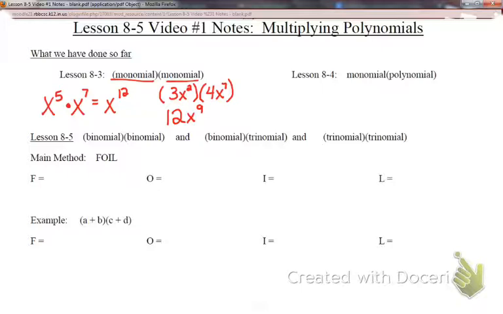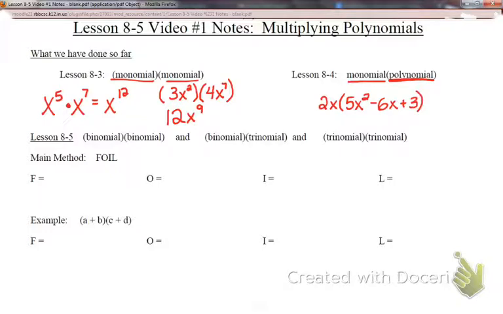In lesson 8.4, this should be pretty familiar to you because you just finished it up. You were multiplying a monomial times a polynomial, and that polynomial could have been just a binomial or a trinomial. It could have even been longer, but we didn't have ones that were too long. So an example of this is when we take 2x, which is a monomial, times a polynomial like 5x squared minus 6x plus 3.